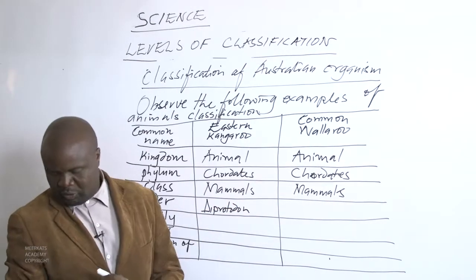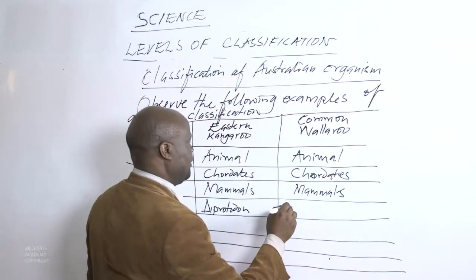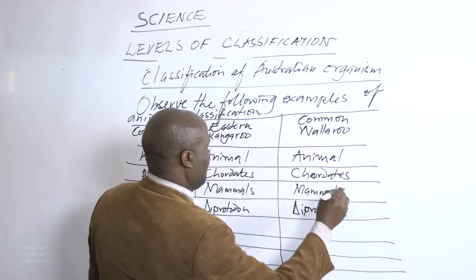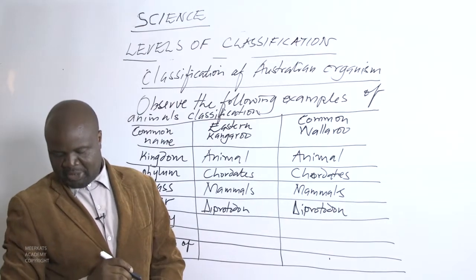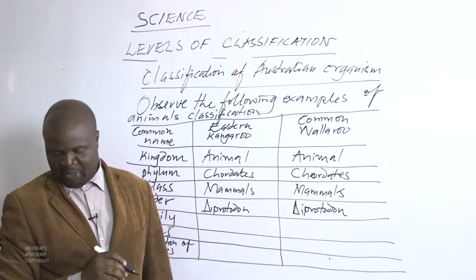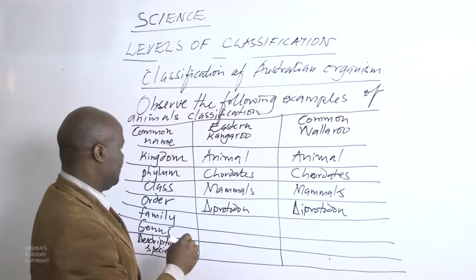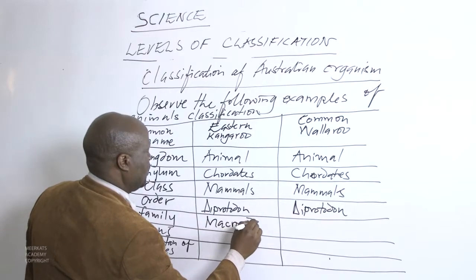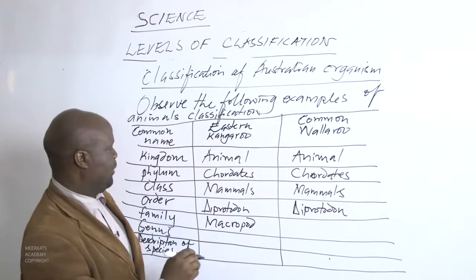They all belong to the same order called Diprotodon. Then when we come to the family, they all belong to the same family, Macropodidae. They all belong to the family, the macropod.